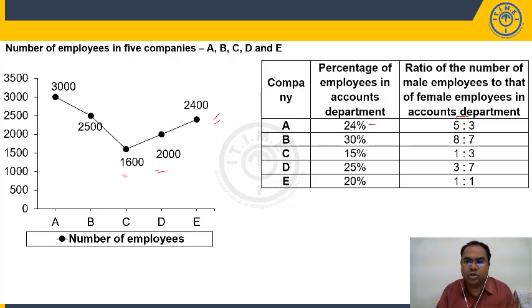Let us find out the accounts department first. 24% is 24 by 100. If I take A, 24 times 30 is 720. 30% of 2500 is 750, since 10% is 250. 15% of 1600: 10% is 160, 5% is 80, half of that, so 240. Directly I am writing. You should have been comfortable with this calculation. 25% is 1/4, right? 1/4 of 2000 is 500. Again, this is 20%. 10% of 2400 is 240, so 20% is 480.